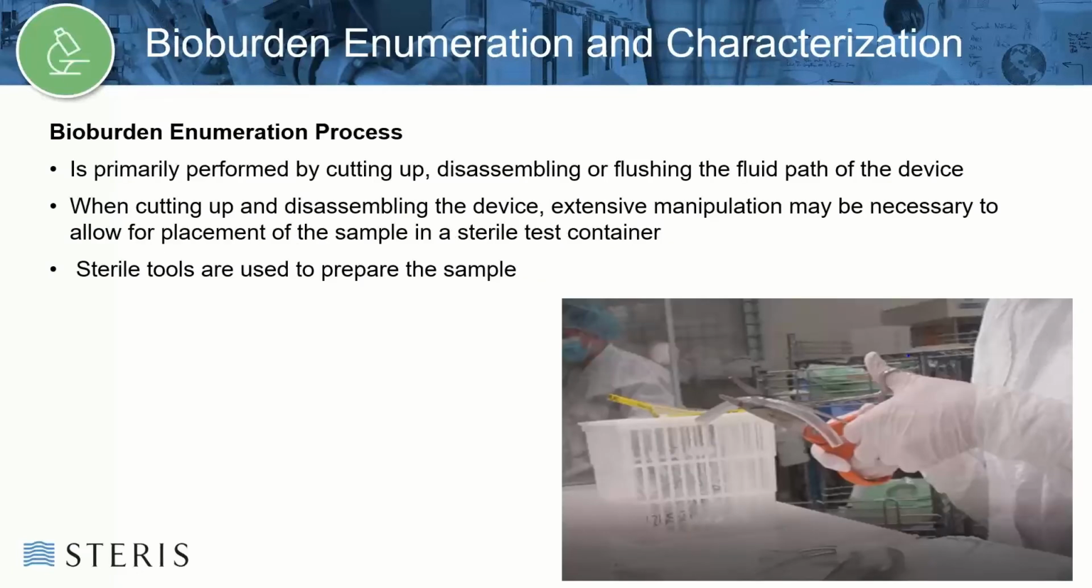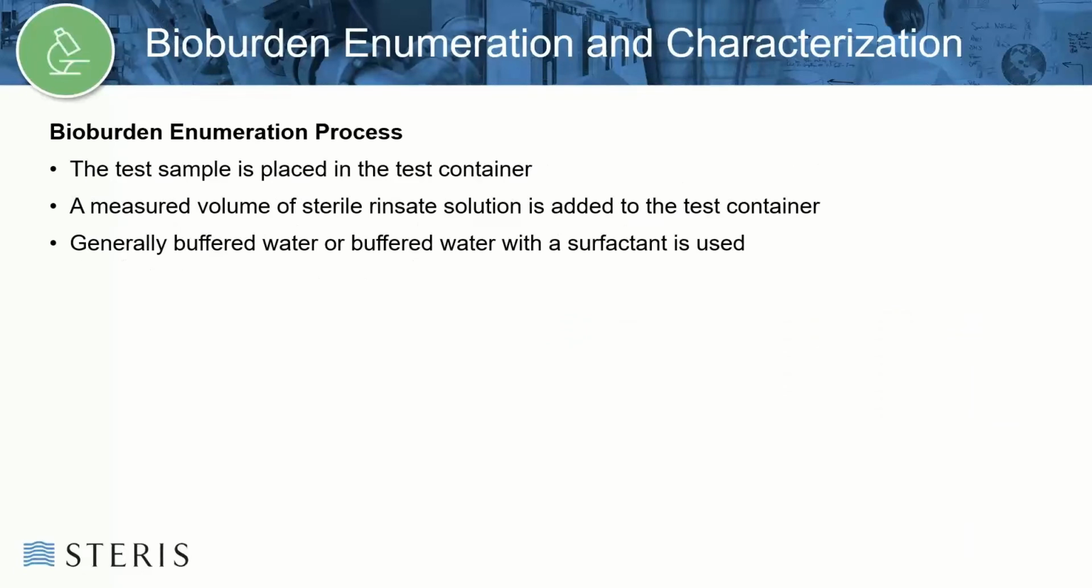Bioburden testing is primarily performed by cutting up, disassembling, or flushing the fluid path of a device. When cutting up or disassembling the device, extensive manipulation may be necessary to allow for placement of the sample into a sterile test container. Note that the more manipulation, the greater the possibility of contamination during testing. Sterile tools are used to prepare the sample. The test sample is placed in the test container. A measured volume of sterile rinsate solution is then added to the test container.